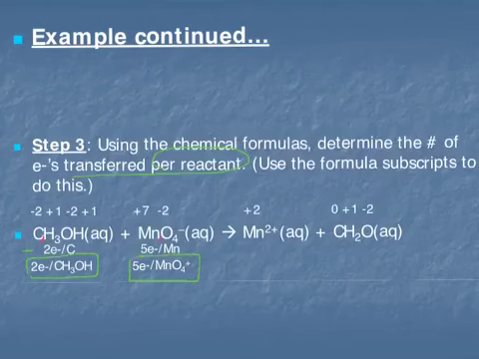Now, in this case, it worked out that for us, the subscript is the magical invisible number of 1. However, it may not be the subscript 1. For example, for the dichromate molecule, Cr2O7, the subscript for chromium is 2. Therefore, you would have to multiply whatever number of electrons per chromium, Cr, by 2 to determine the number of electrons transferred per dichromate, Cr2O7.